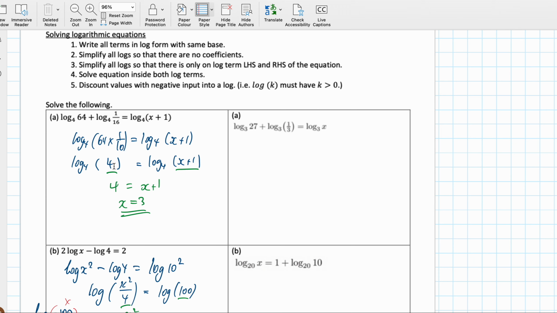And much like the exponential functions, if this is log base 4 and log base 4 over here, then it stands to reason that the insides must be equal. So 4 is equal to x plus 1, x must be equal to 3.